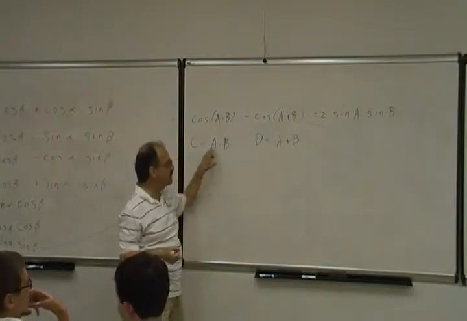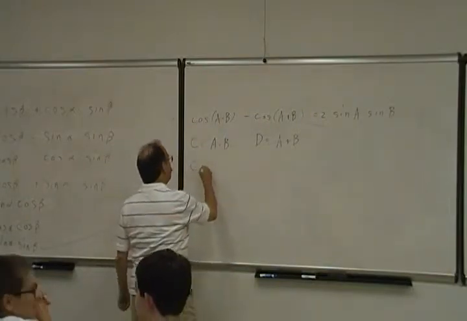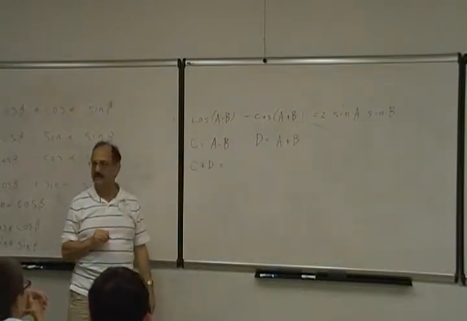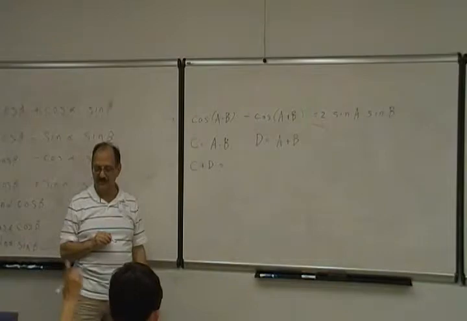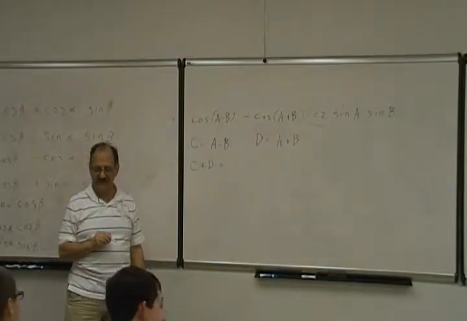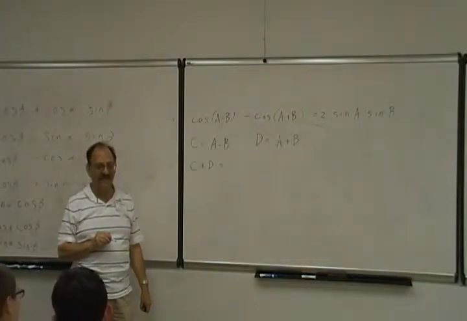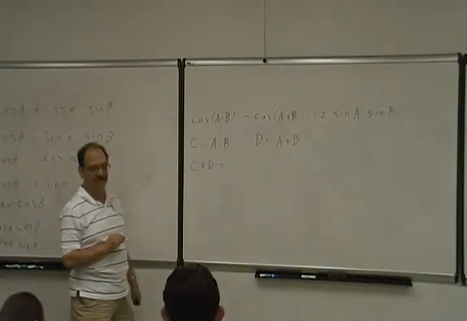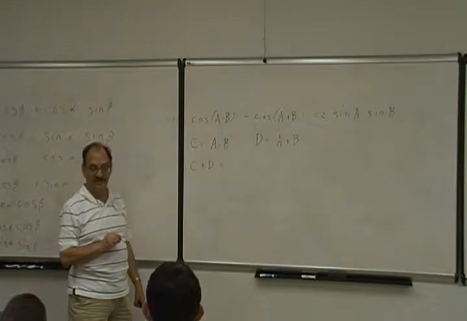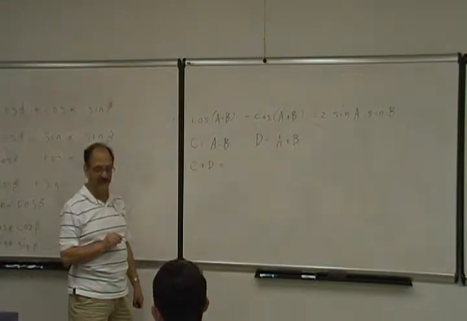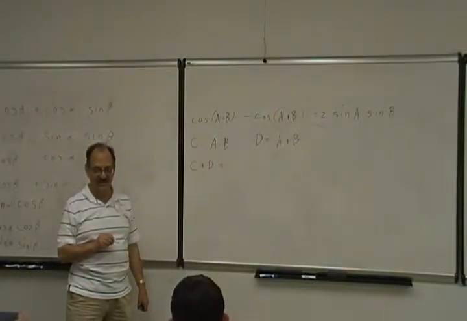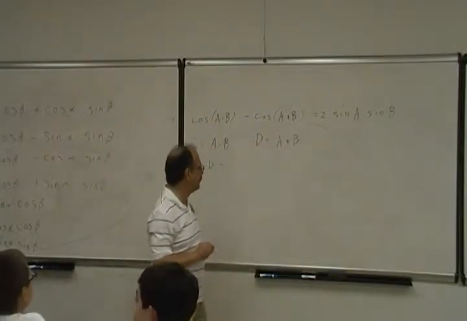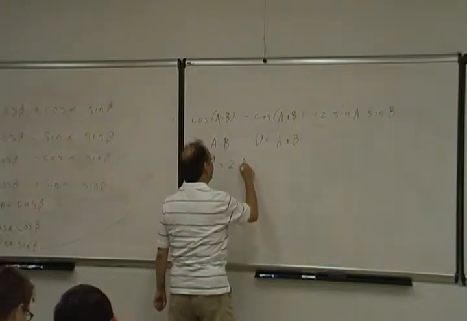All right, so if I have this C and D, what is C plus D? 2A. Mark, what is it? 2A. It's not 0. 2A. You got an A minus B plus A plus B. It is 2A. There are two A's there.